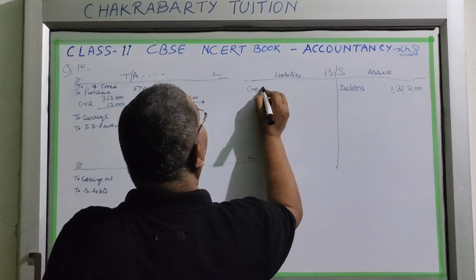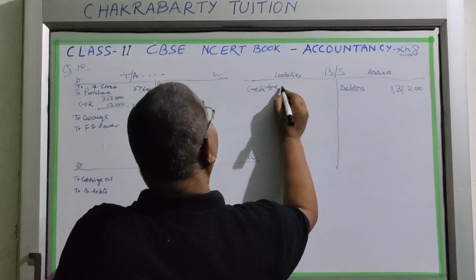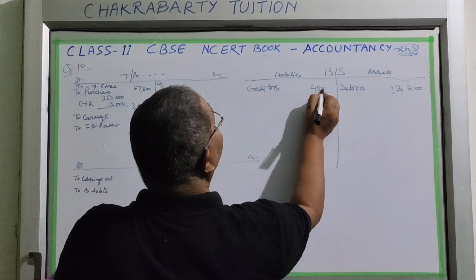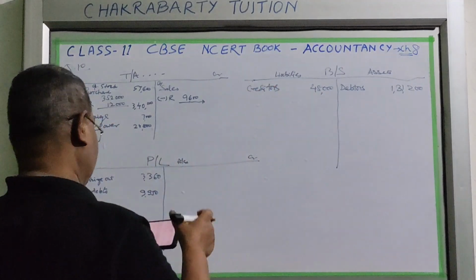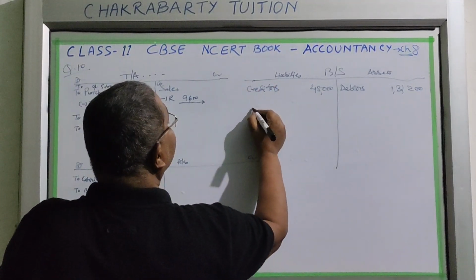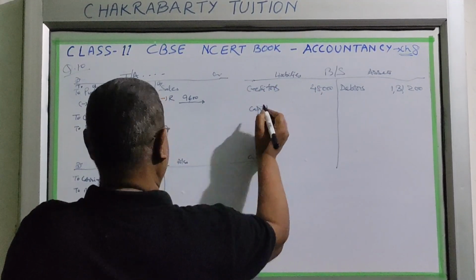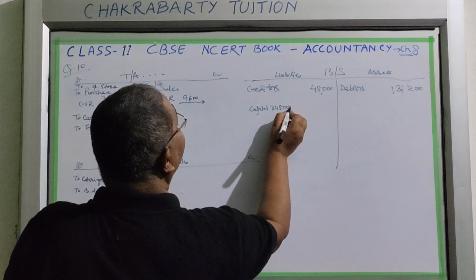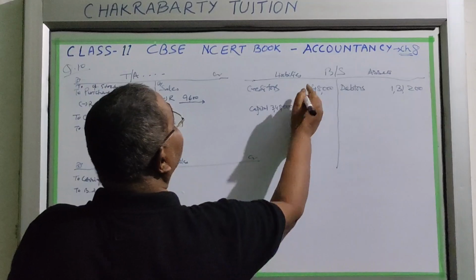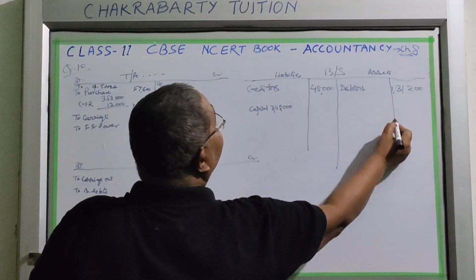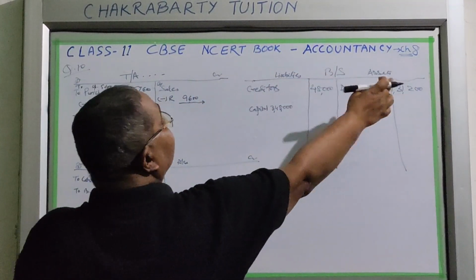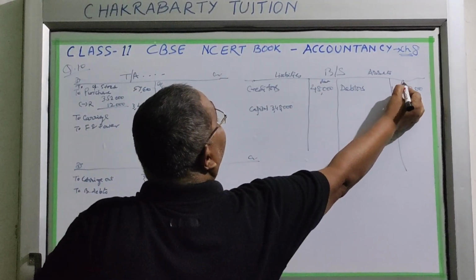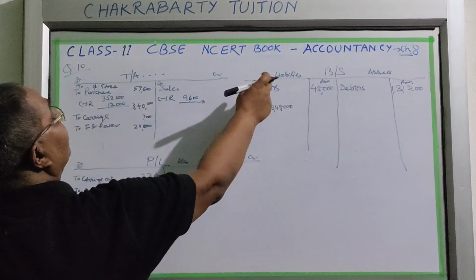Creditors will come to this side. Creditors, credit items will come here. Creditors will come to this side, 48,000. From the trial balance, credit items we are putting to the credit side. Capital, of course, capital will come here. Capital is a credit item, 3,48,000. Because adjustments are there, that's why we have written in the inner column. This is the inner column. This is the amount column, and this is the inner column. Okay, and these are liabilities and assets.